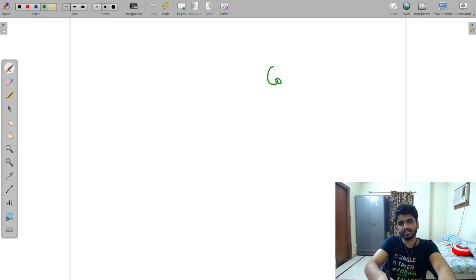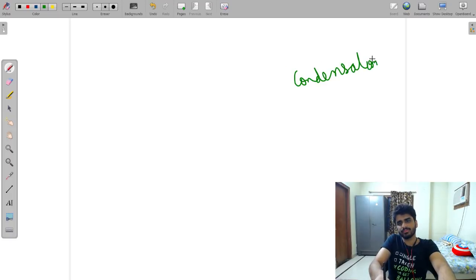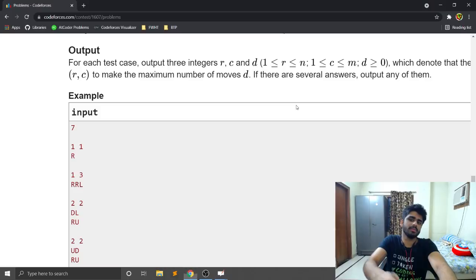The topic that you need to know is just the condensation graph. If you know about it, then this problem is quite simple. Just find all the strongly connected components and then make the condensation graph, and this will be done using Kosaraju, which you can read about on cpalgorithms.